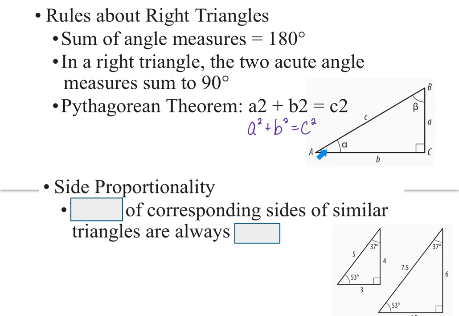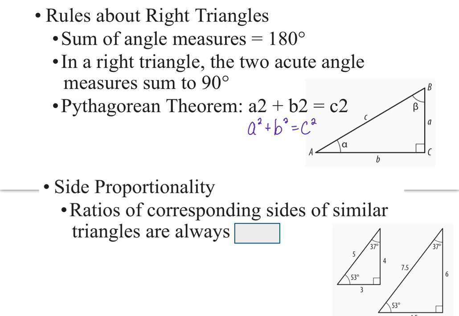In this triangle that we've been given, we have our two legs. Those are what we're squaring, and the sum will equal the square of the hypotenuse. That means angle alpha and angle beta will add up to 90 degrees because they are my acute angles there.